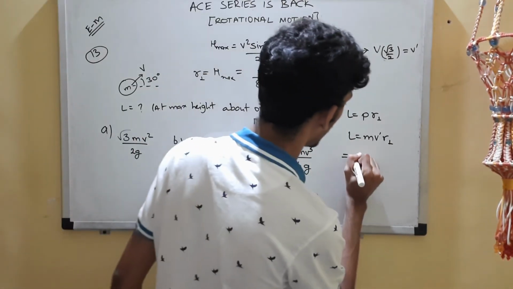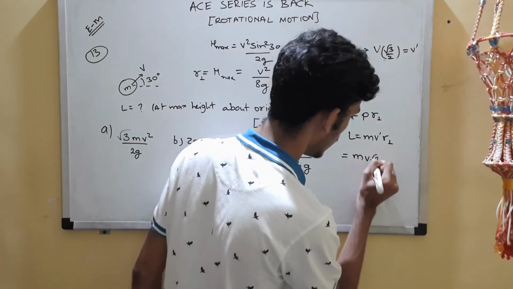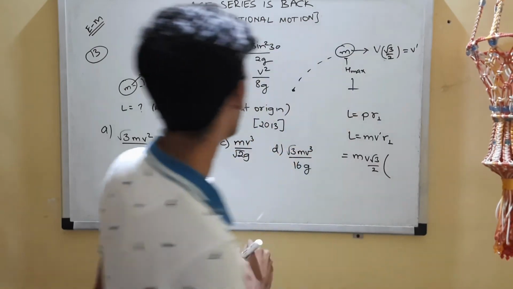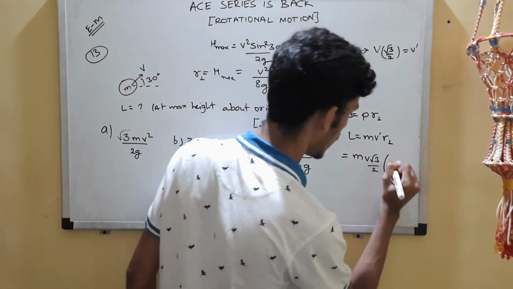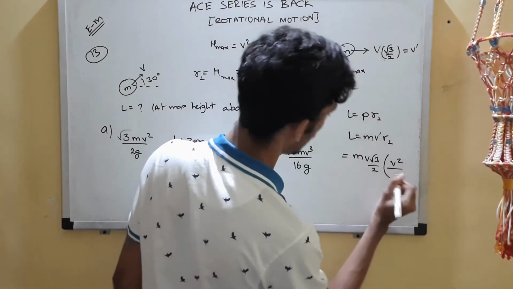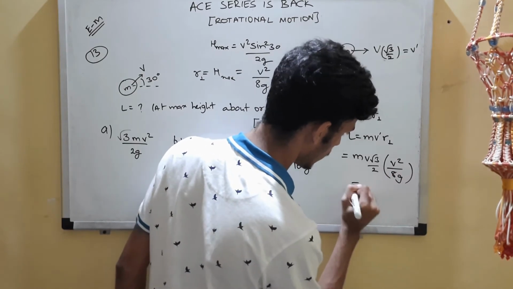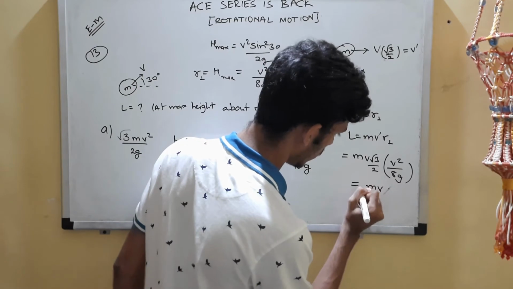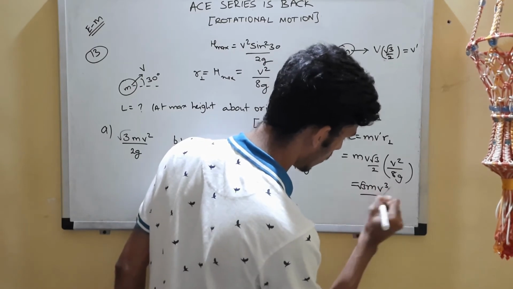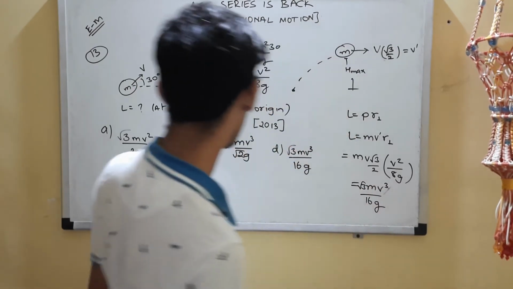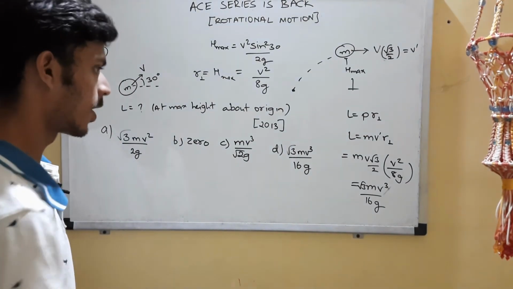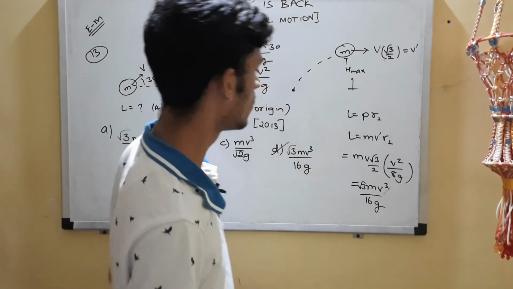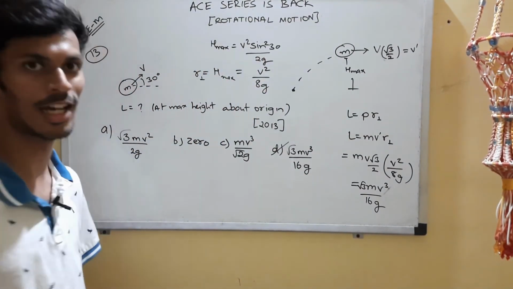Now just substitute over here and you'll have your answer. m, velocity is v root 3 by 2, into the perpendicular distance v squared by 8g. So you can see it will be root 3 m v cubed upon 16g. And which option is that? Option D. So root 3 m v cubed by 16g is the correct choice over here.